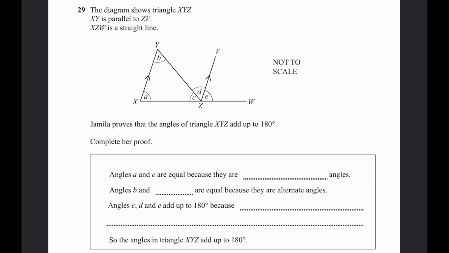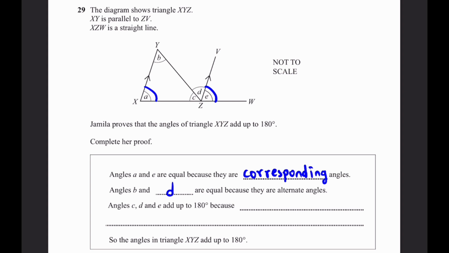Angles A and E are equal because they are dash angles. Angles A and E are this and this. They are corresponding angles. Angles B and dash are equal because they are alternate angles. Angles B and D. Alternate angles are formed in the formation of a Z between the parallel lines and another line, which passes through both of them.